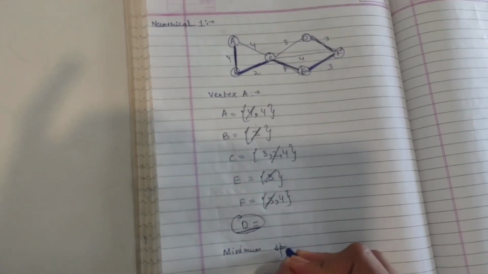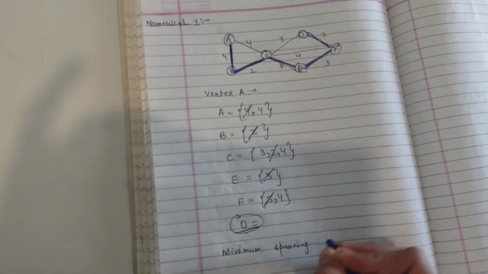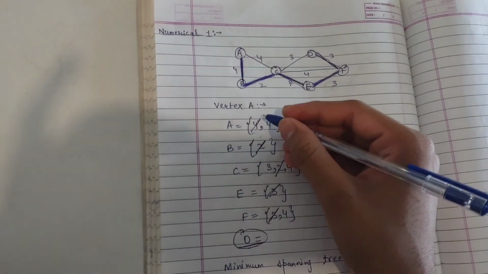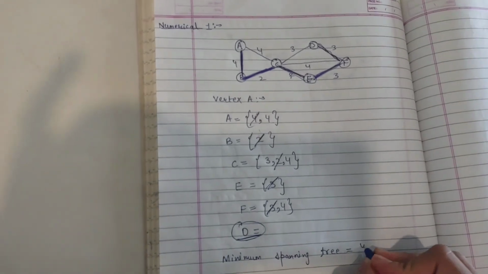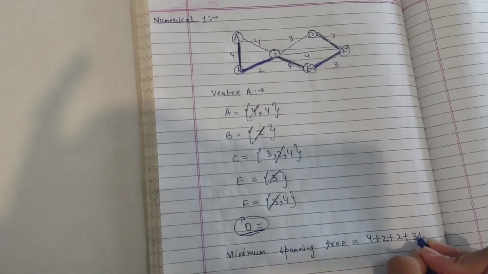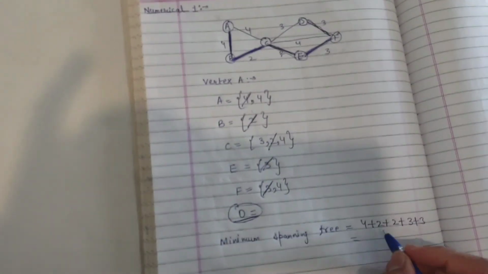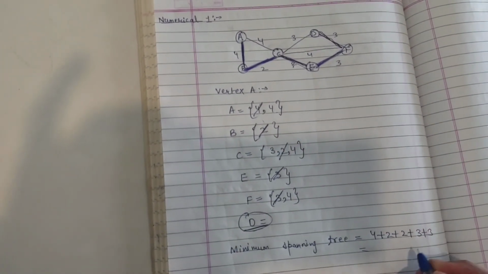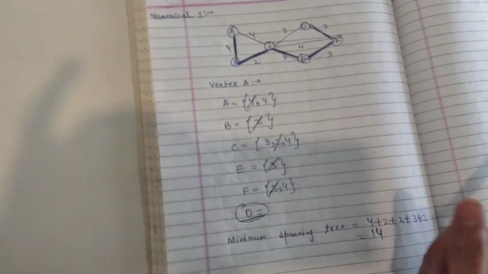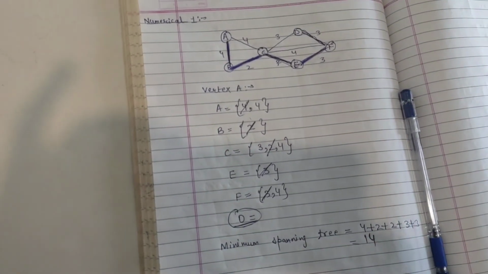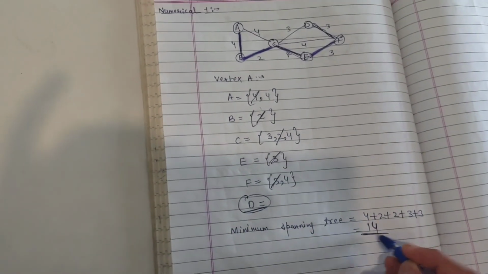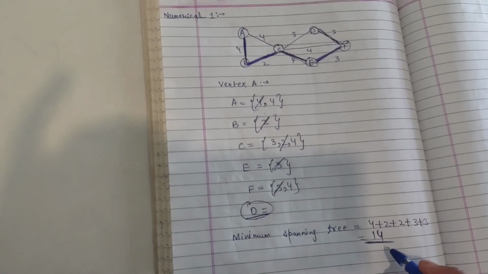Spanning tree equals the sum of all of these: 4 plus 2 plus 2 plus 3 plus 3, which is 4, 2 is 6, 2 is 8, 3 is 11, 3 is 14. So our answer is 14. Our minimum spanning tree is 14. We can't have any other path which is smaller than that. So the best minimum spanning tree is 14.